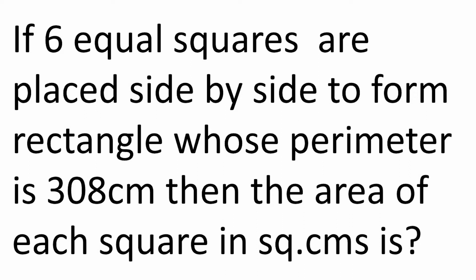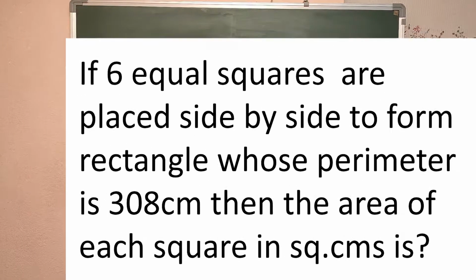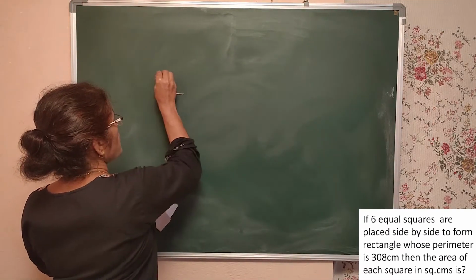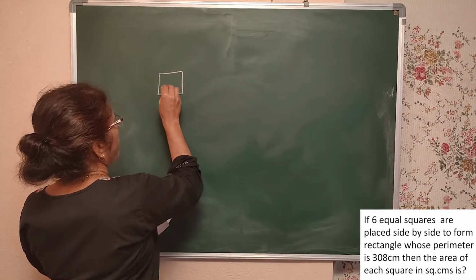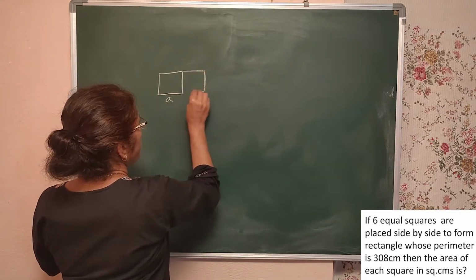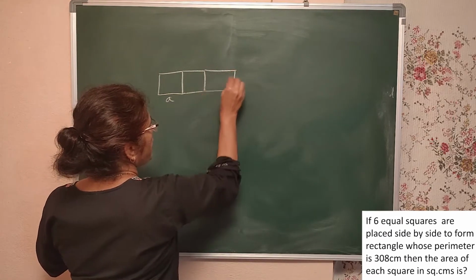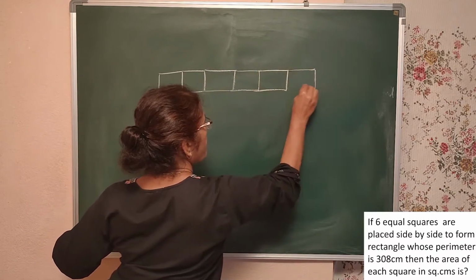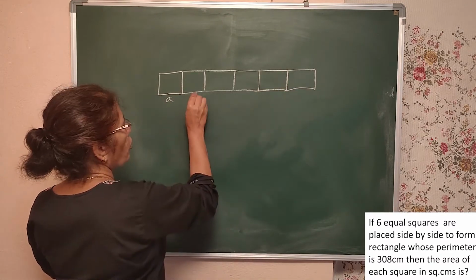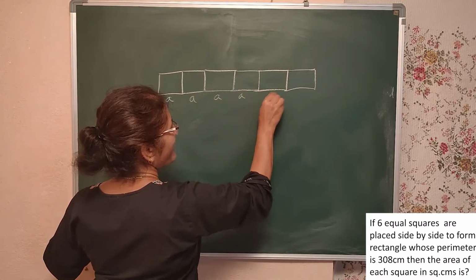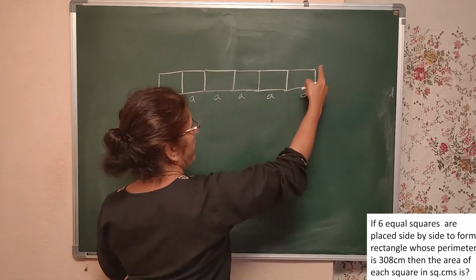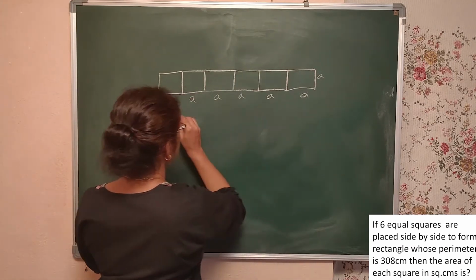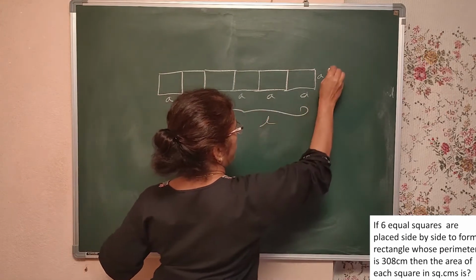They have said if 6 equal squares are placed side by side to form a rectangle, 6 equal squares. So squares mean all the sides are equal, right? A. So how many are there? 6. 2, 3, 4, 5, 6. If at all it is kept like this, all this will be A, right? This forms a rectangle. Do you agree? So this is also A. But for the rectangle, this is the length and this is the breadth.